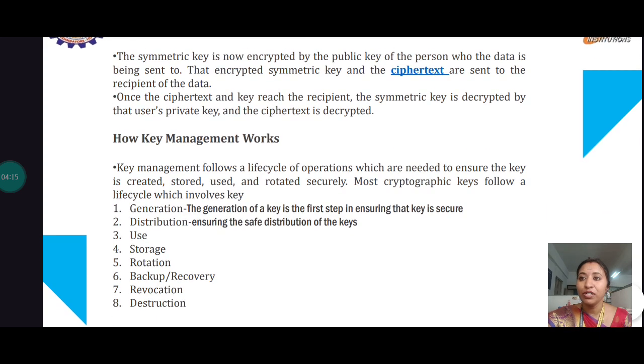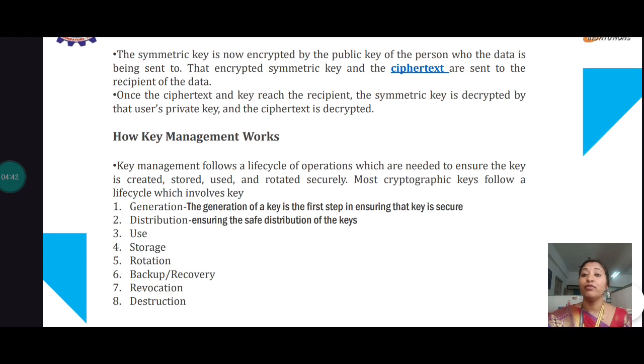How does key management work? Okay. First, we have to generate the key, and the key has to be distributed to both the users, and we have to use the keys in the correct way. If the public key and private key are swapped, then we can't get the output. So the public key has to be given to the encryption person and the private key has to be given to the decryption person. And storage of data must be very confidential.